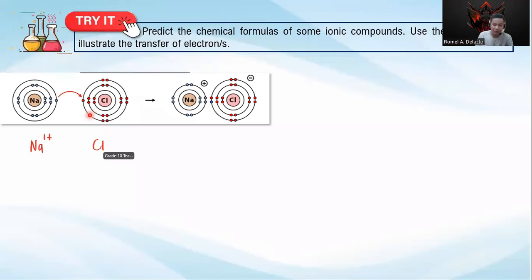Chlorine belongs to group 7A. So naa siya 7 ka electrons in its valence shell.